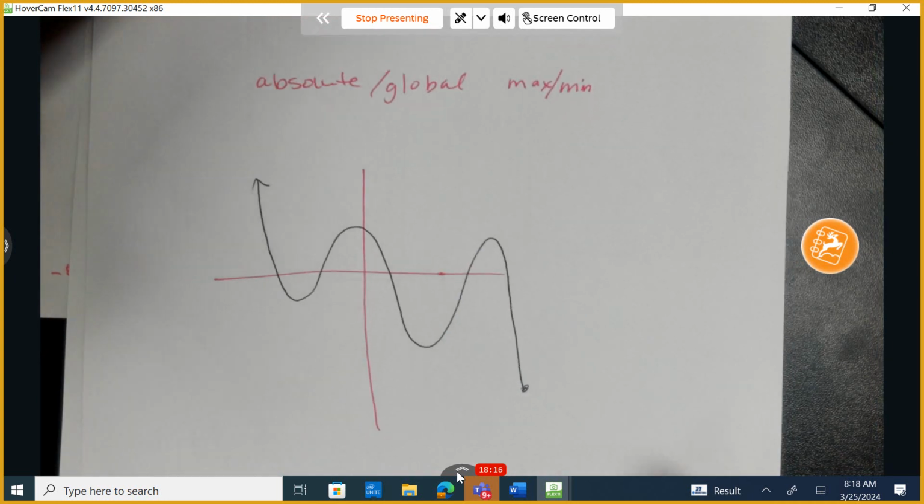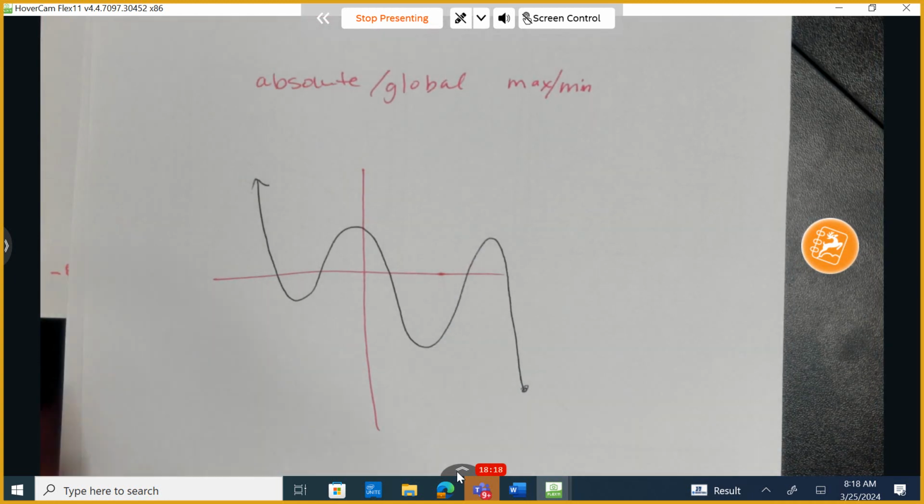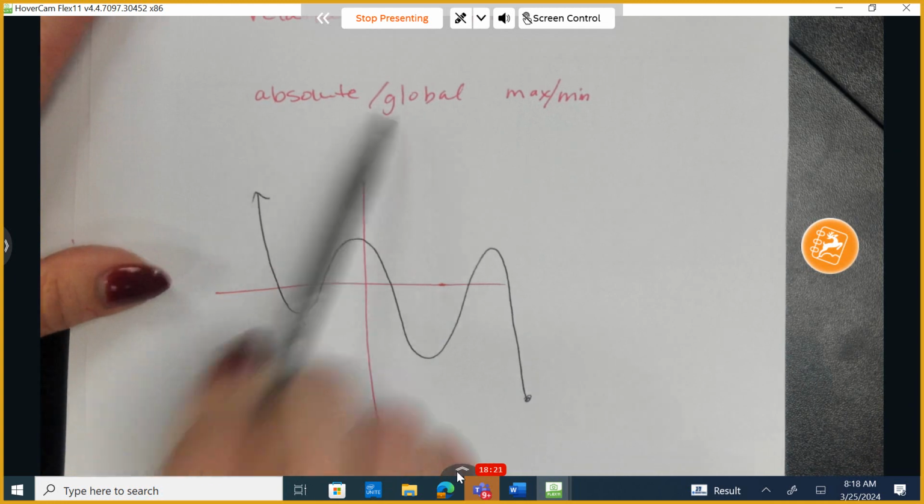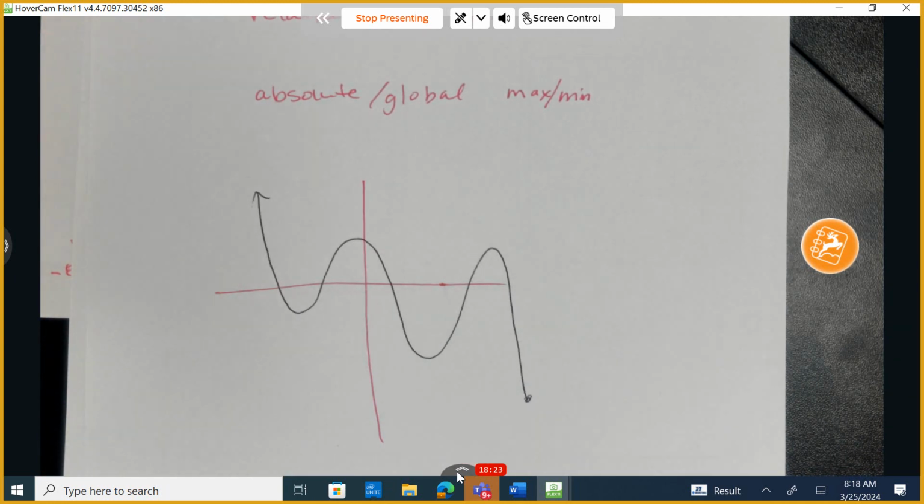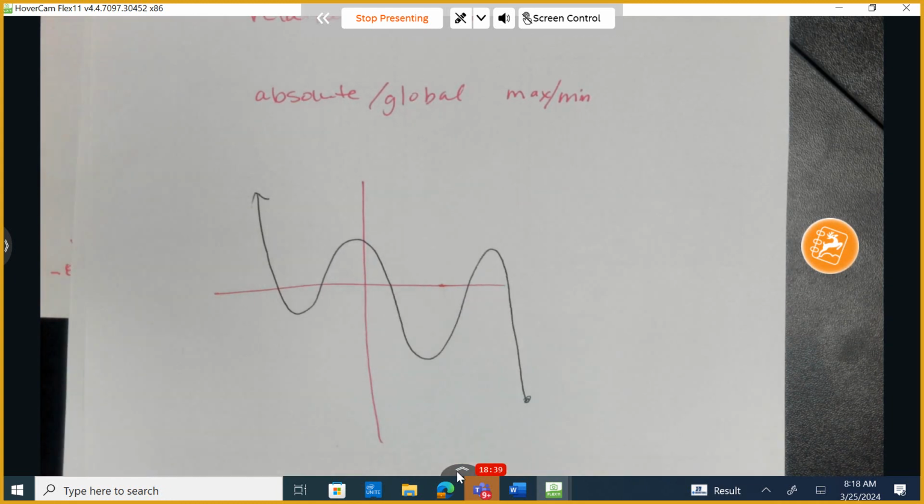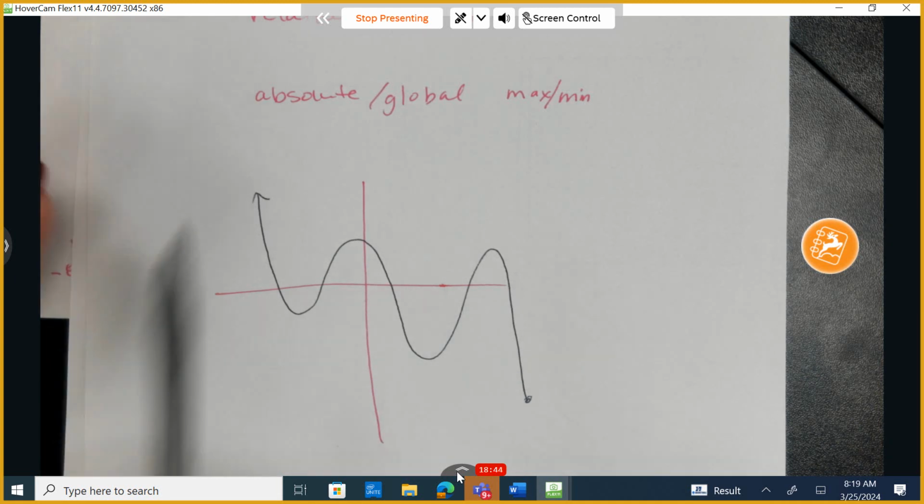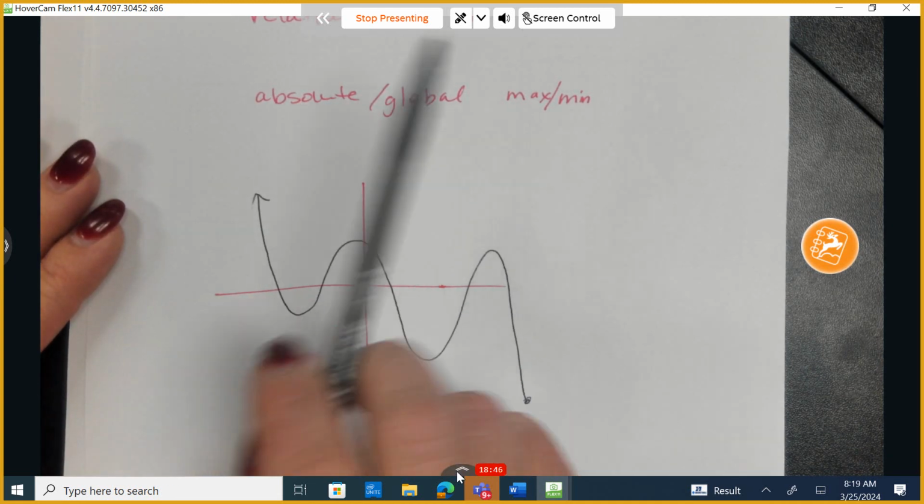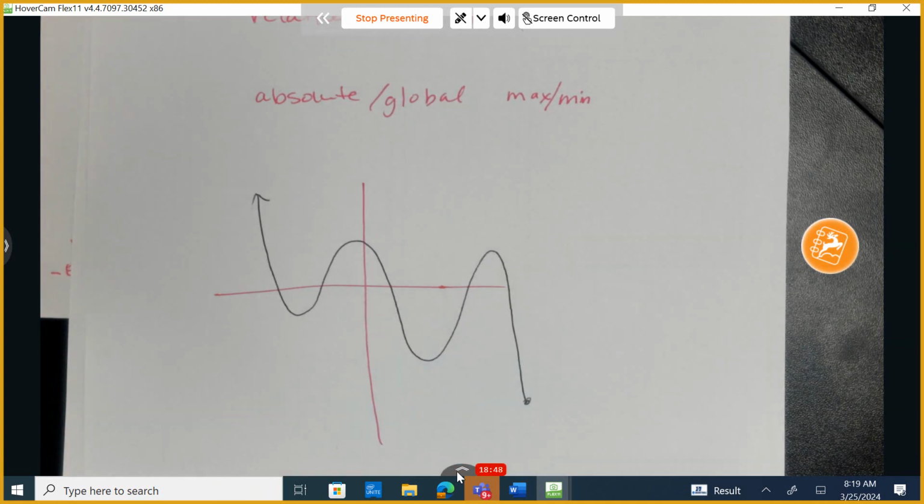If I gave you this odd shape here, let's first start talking about absolute or global. If an absolute, so those are interchangeable terms, if an absolute maximum occurs, it means there is one and only one point on a graph. There can never be two. There's one and only one point on a graph that stands out as the absolute highest point, the highest y value. And likewise, if an absolute or global minimum occurs, it means there's one and only one point that stands out as having the lowest y value. There can only ever be one absolute maximum and one absolute minimum, and sometimes they just don't exist.